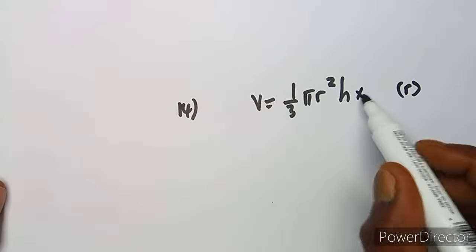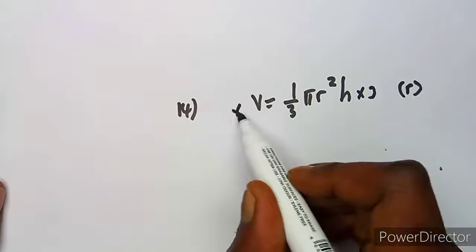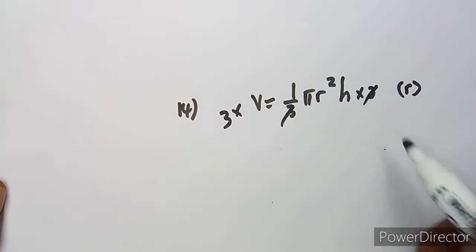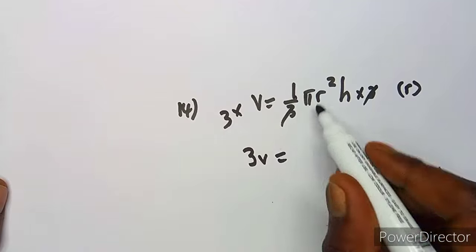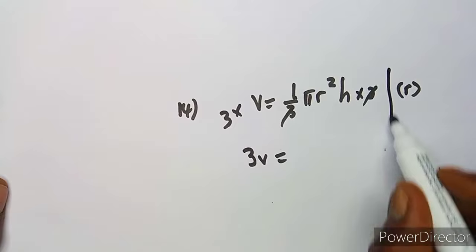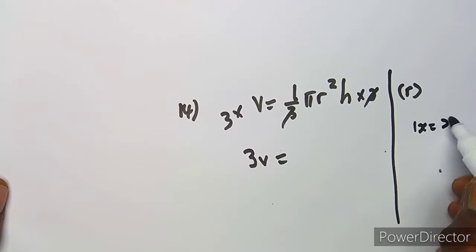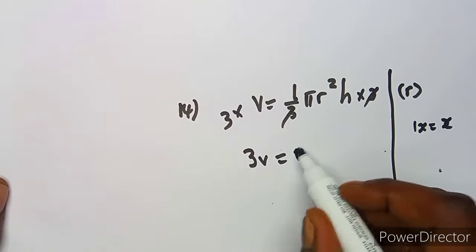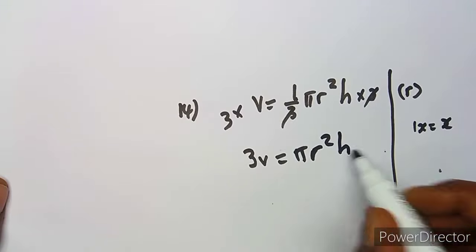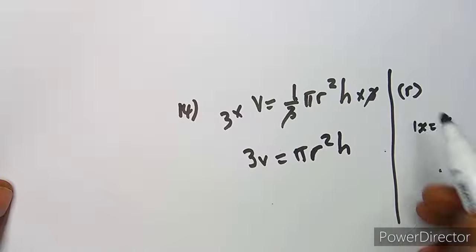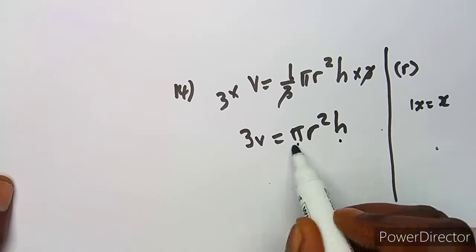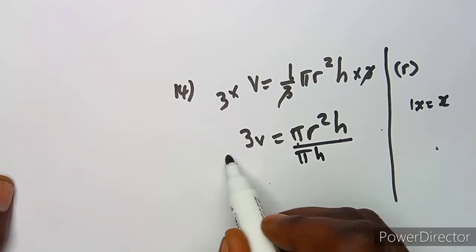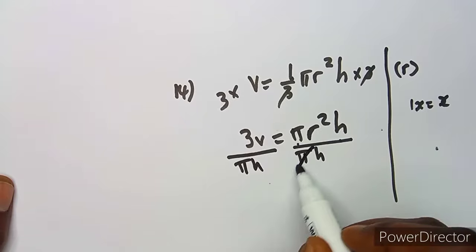This is over 3, so you can remove this 3 by multiplying by 3 on both sides, so this can cancel. So it's going to be 3V is equivalent to, this is 1 times 1, just like 1x is the same as x, so we have got pi r squared h. Yes, we want to make r the subject, but as we can see, there is pi and there is h, which are multiplying. So I'm going to divide by these two because they are multiplying.